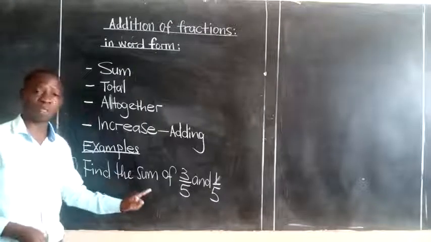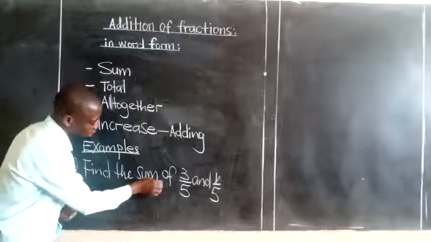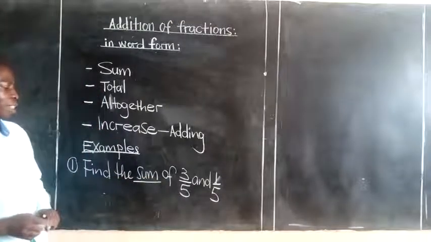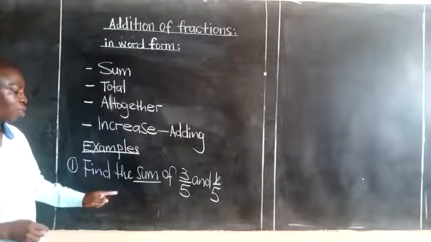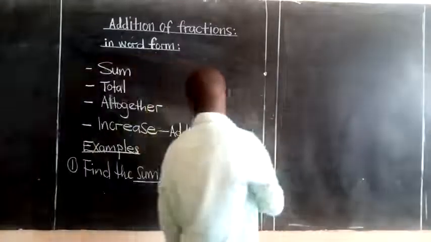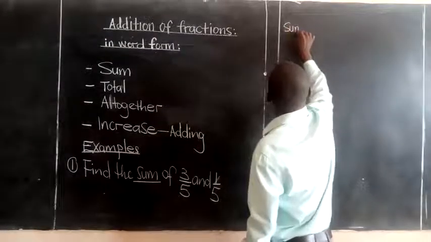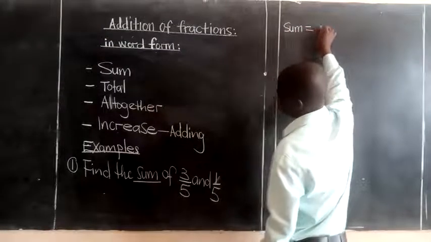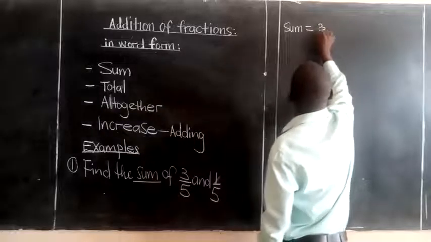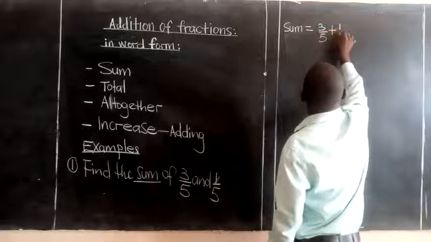Sum. We shall get the sum by adding. And this is now our keyword. Our keyword is sum. So what do we do? We shall add. When we are adding, we shall start off with the keyword. So you will say sum equals 3/5 plus 1/5.